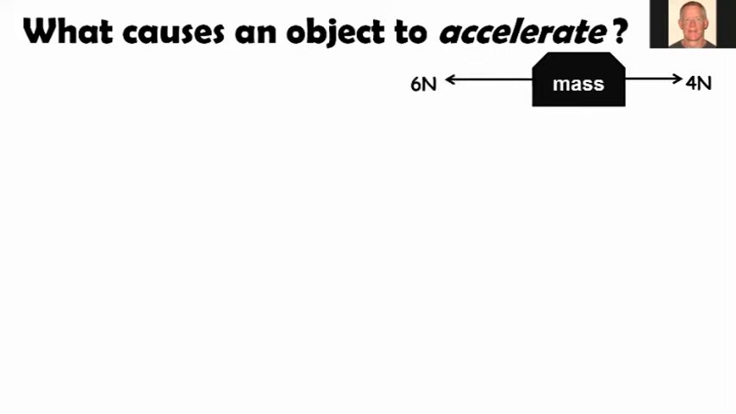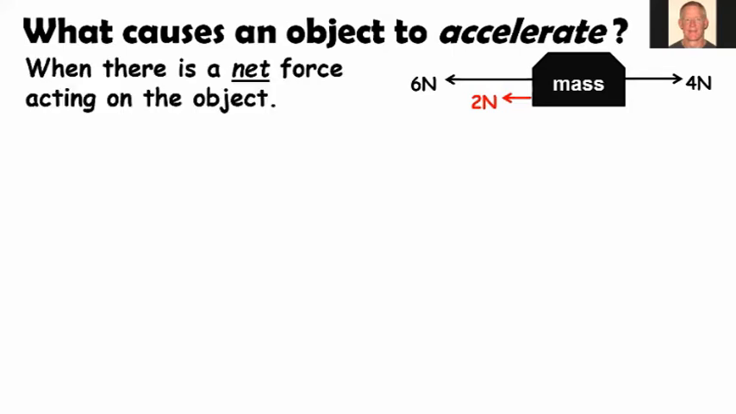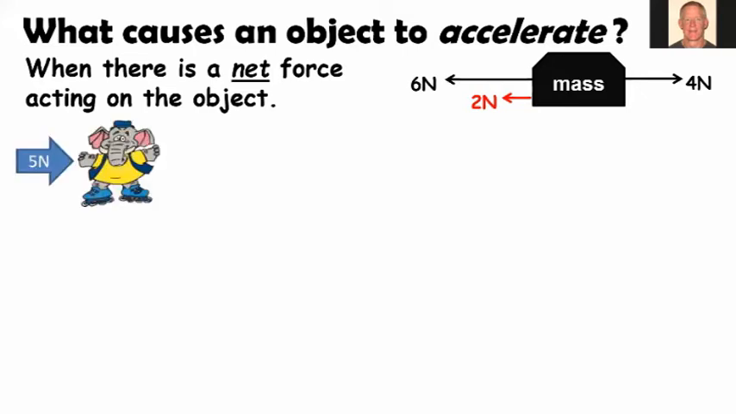Now, if we change that to 6 newtons, we no longer have a balanced force, right? We have a net force of 2 newtons to the left, and now the object's motion is going to change, right? If it was at rest, it's going to begin to accelerate. If it was in motion, it could either accelerate to a greater speed or slow down, depending on the direction of the force and the direction of the motion. So we know an object will accelerate, either speed up or slow down, when there's a net force acting on the object. So let's look at an example.